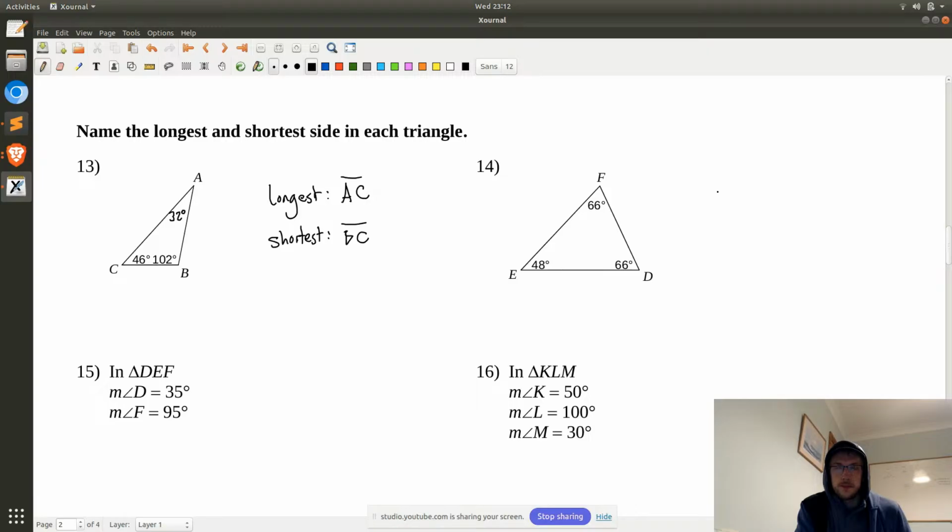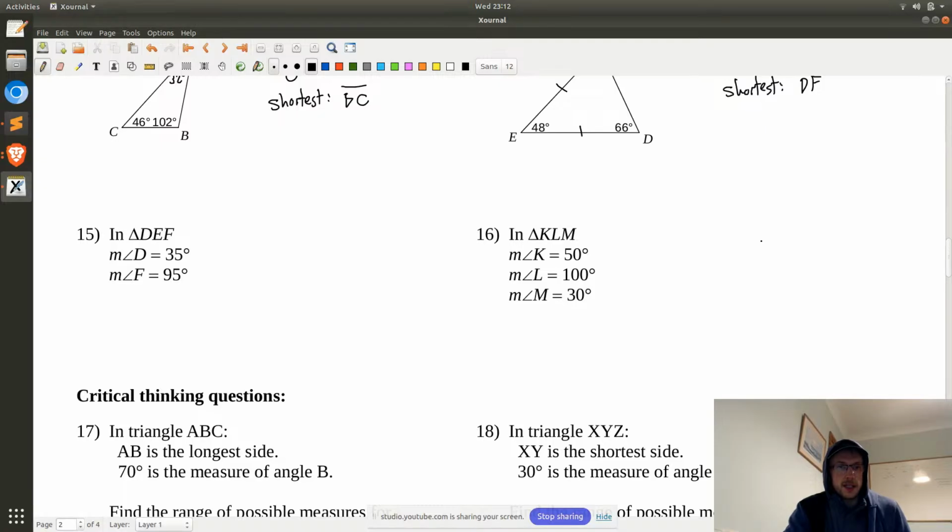Here, the longest side. For that, we must point out that this is an isosceles triangle. It's an acute isosceles triangle, and therefore the sides EF and ED are congruent. And the shortest side is DF.